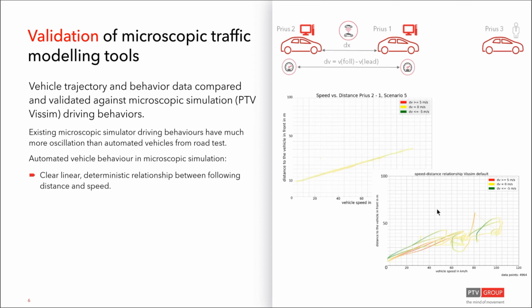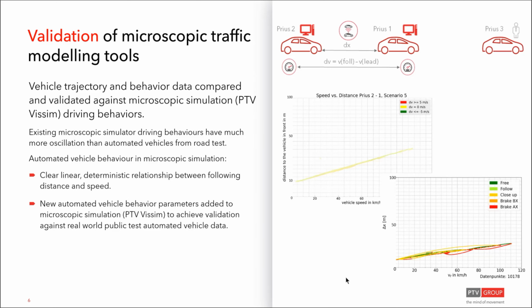So by default, if you take the default values, this is how it looks like for Vissim vehicles. It's because of this high stochastics in following, in putting the braking pedal, the throttle, and having a variance in speeds in this oscillation. So there's high stochastics in following, which we don't see for autonomous vehicles. And that's why we have new automated vehicle behaviors added to PTV Vissim to achieve validation against these real-world public tests from automated vehicle data.